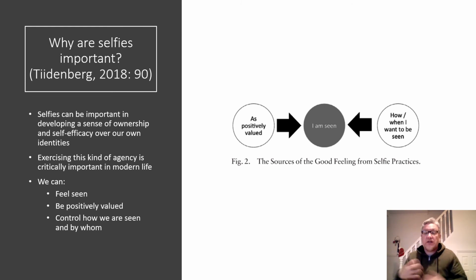We can select who gets to see these images. We can put limits on them, we can post on private accounts, for example, on Instagram rather than on public accounts. And we can generate and develop good practices of self-esteem through our selfie practices as well.